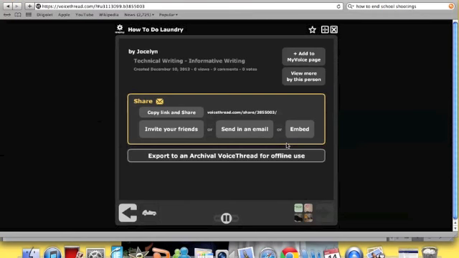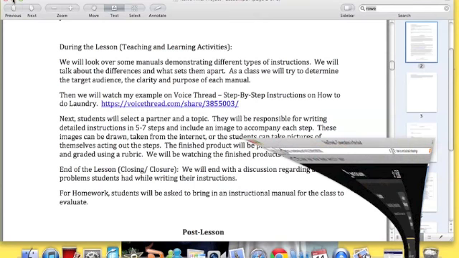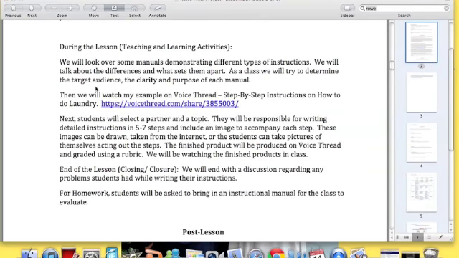Okay, so that's it. That is just a very simple explanation for how to do laundry. I wanted them to choose something simple that they could easily explain. After seeing that, they're going to pick their partner and a topic, and they're going to be responsible for writing these detailed instructions in just 5 to 7 steps. And I want them to include an image just like I did.